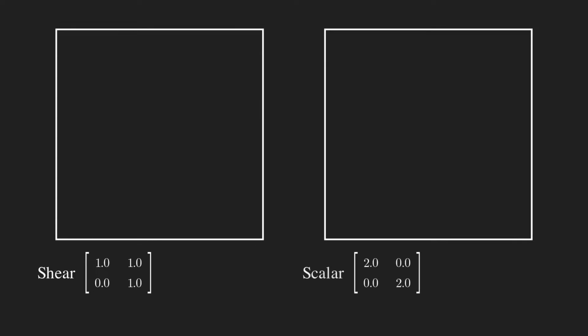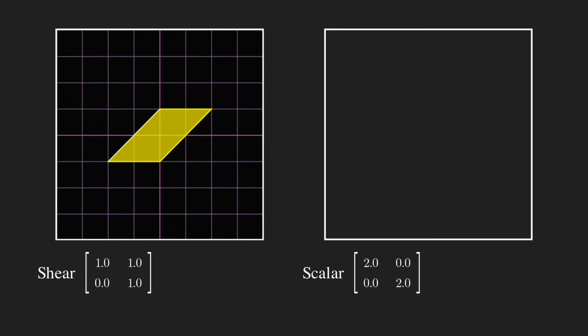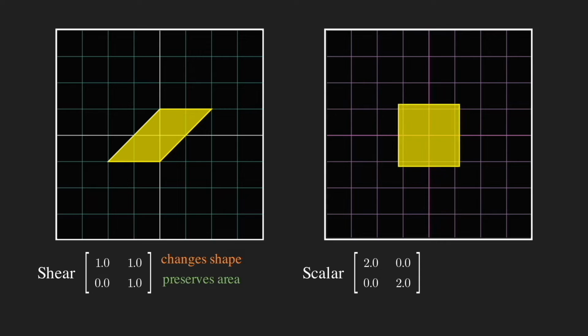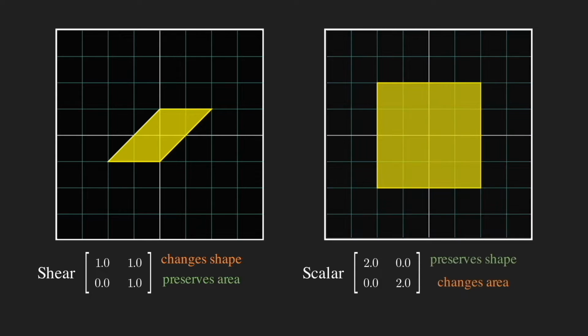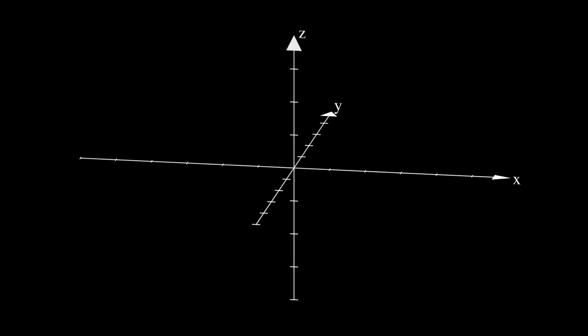It's also notable to mention a property shear matrices have, which is that the transformation preserves the area of the object despite changing the shape, which forms a distinction with the scalar matrix from earlier, which preserves the shape but changes the area. A 3-dimensional shear is kinda hard to describe.